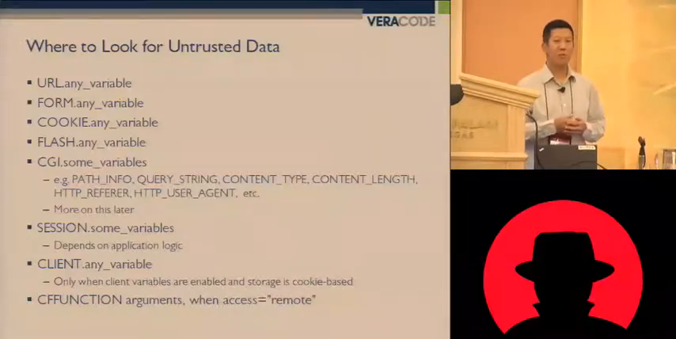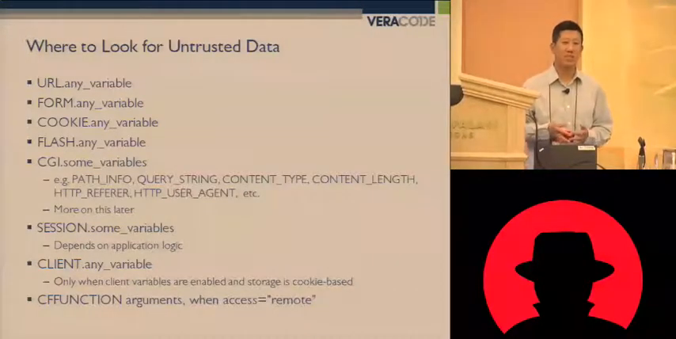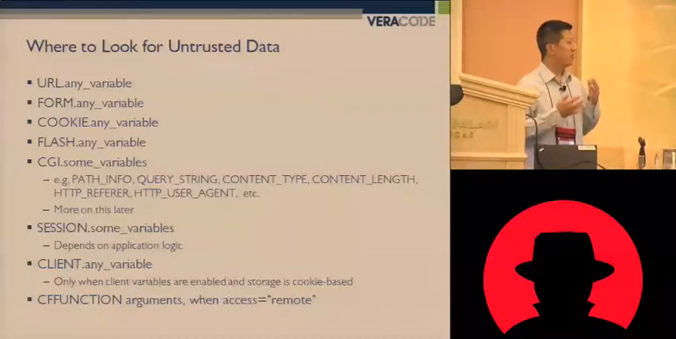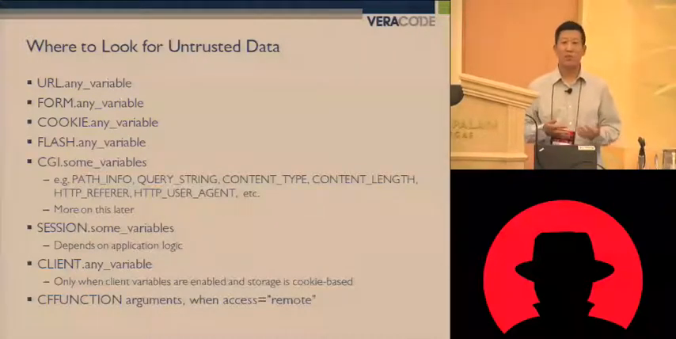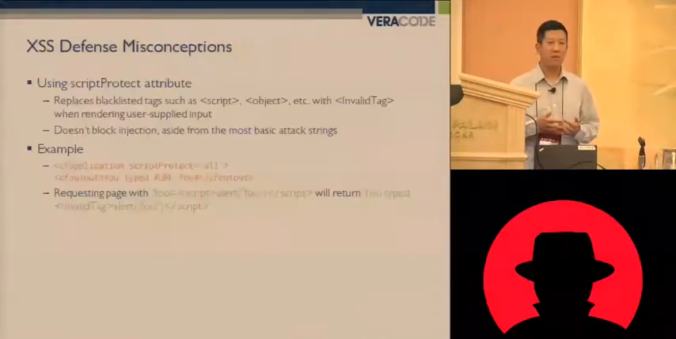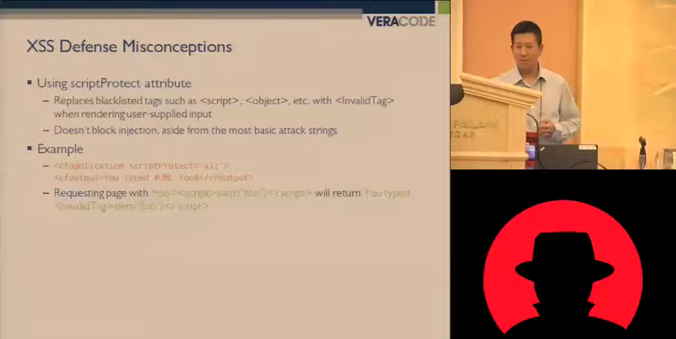And then finally, arguments to CF functions, which are defined with access remote. Brandon was talking about that earlier, where you could access CF functions without authentication, just using the URL and a special syntax for doing so. If the access is set to remote for that CF function, then you have to consider all the arguments to be tainted. So this is a relatively complete list of all the places where you would look for untrusted data entering a ColdFusion application. And that's kind of as good of a starting point as any when you're looking for these types of vulnerabilities. So keep that in mind.